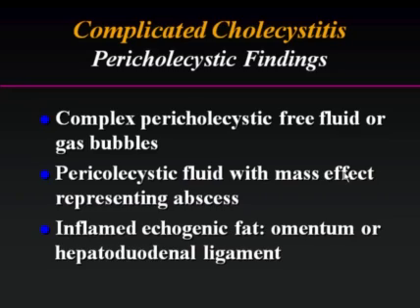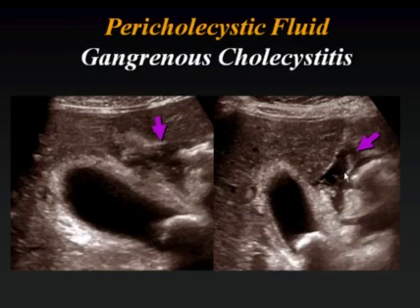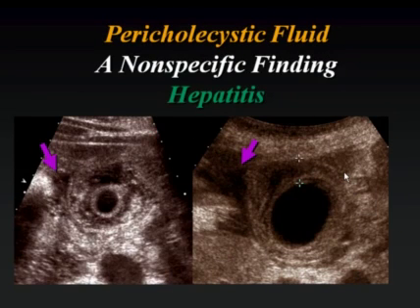We'll look for fluid, and we'll look for this inflamed echogenic fat that relates to edematous fat from either the omentum or the hepatoduodenal ligament. Now, pericholecystic fluid has been known for a long time to be seen in conjunction with gangrenous or complicated cholecystitis, as it was in this case.